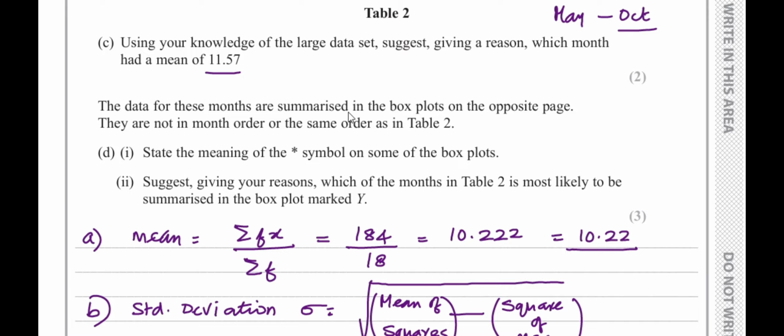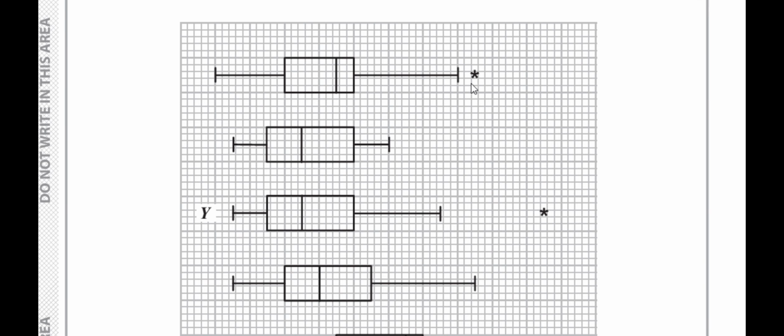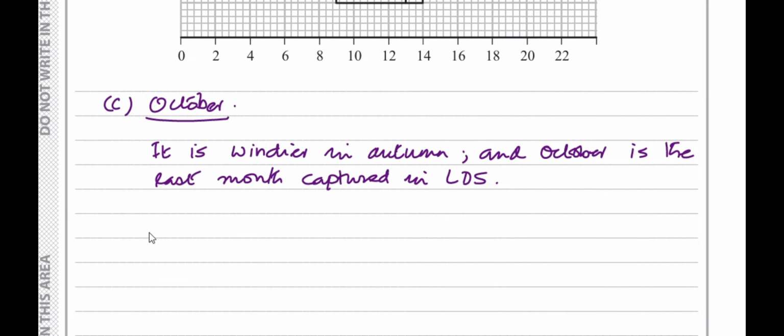The data for these months are summarized in the box plots on the opposite page. So we saw some box plots there. They are not in the month order or the same order as in table 2. D. State the meaning of the asterisk symbol on some of the box plots. Okay, so that asterisk symbol is usually denoted to outliers. So this is an outlier, that's an outlier, that's why it's outside the range. So we can say here, the asterisk symbol represents outliers.